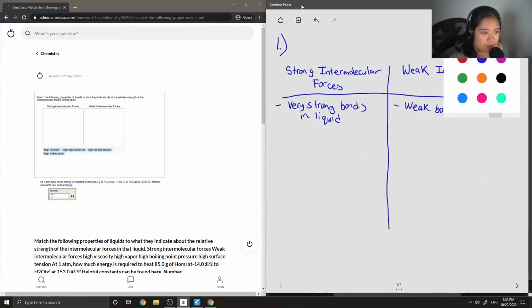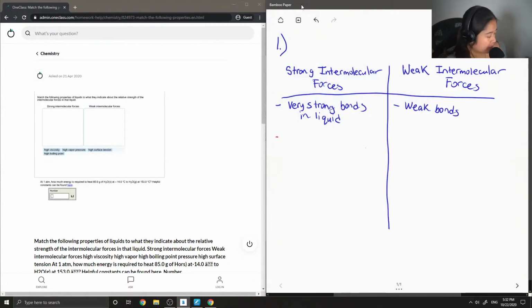So then if you try to think about the properties of liquids that have strong bonds, they're much harder to boil since they're stronger. So they have high boiling points. They also have high surface tension. And lastly, they also have high viscosity. And the only property of liquid that is in the weak intermolecular forces section would just be the high vapor pressure.